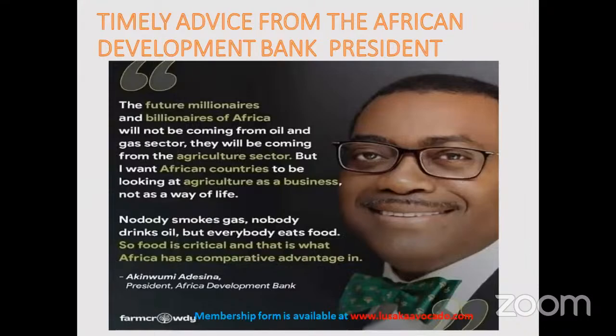As I close, I leave you with this picture that you've come to see from time to time, of what the African Development Bank president is saying. The future millionaires and billionaires of Africa will not be coming from oil and gas, they'll be coming from agriculture. He wants African countries to look at agriculture as a business, not as a way of life. Nobody smokes gas, nobody drinks oil, but everybody eats food. So food is critical, and that is where Africa has a comparative advantage. And Zambia is key with all our water resources and huge land mass.